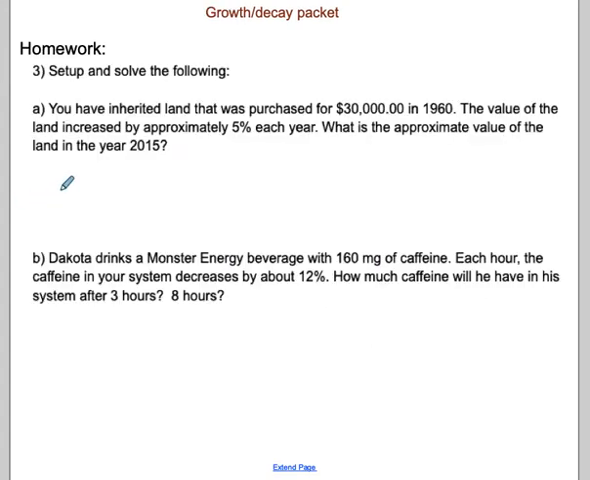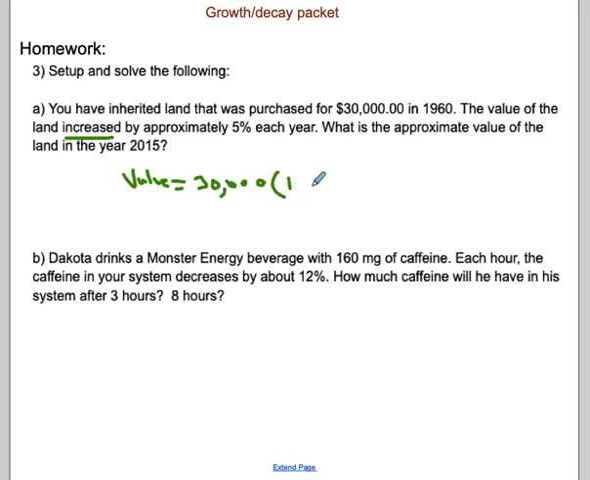Problem number 3A. So you inherited land that cost you $30,000. That's my initial amount. And our mission is to figure out what the value of the land is in the year 2015 if the value has been increasing by 5% each year. So this is an exponential growth, 5% every year. It is going up in value.